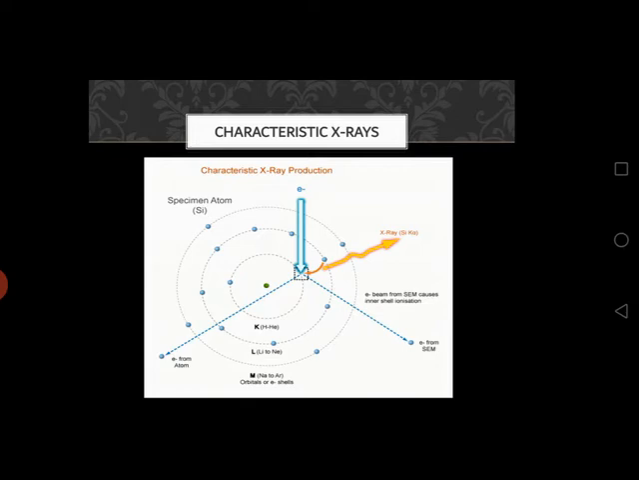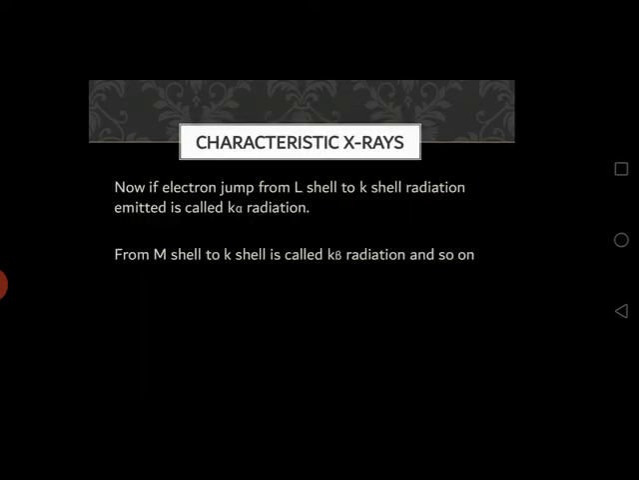Now look at the orange arrow. An electron is jumping from a higher shell, that is L shell, to K shell, and as a result it emits radiation, which is called X-rays. And this type of X-rays is called characteristic X-rays. In characteristic X-rays, when an electron jumps from L shell to K shell, the radiation is called K alpha radiation. Similarly, if an electron jumps from M shell to K shell, the radiation is called K beta radiation, and so on.